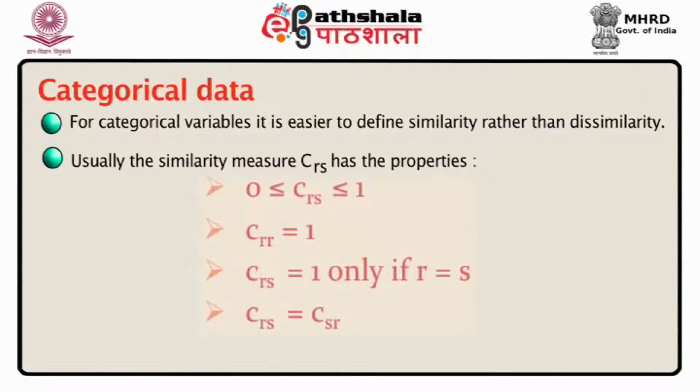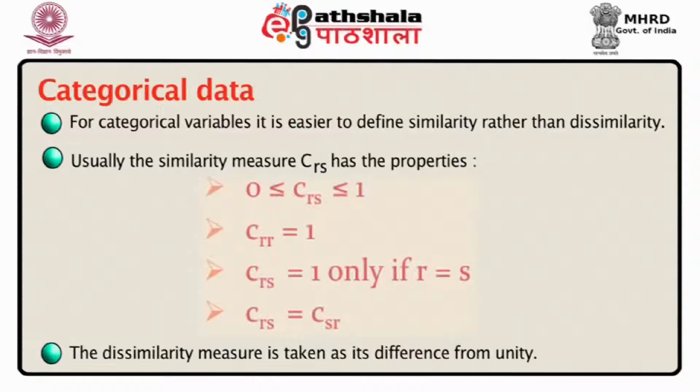Thirdly, C_RS can only be equal to 1 if R is equal to S. That is, between two different individuals, C_RS should not be equal to 1. And finally, C_RS is equal to C_SR. That is, the similarity between two individuals R and S is the same as the similarity measure for S and R. Going back to dissimilarity from similarity, we generally take the difference from unity. That is, D_RS is usually taken to be 1 minus C_RS.